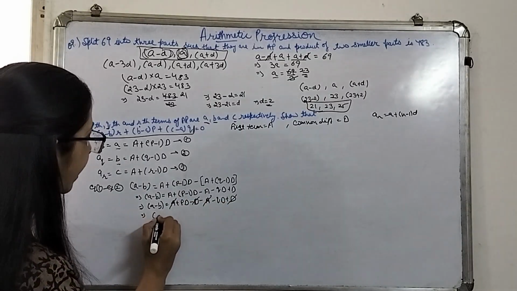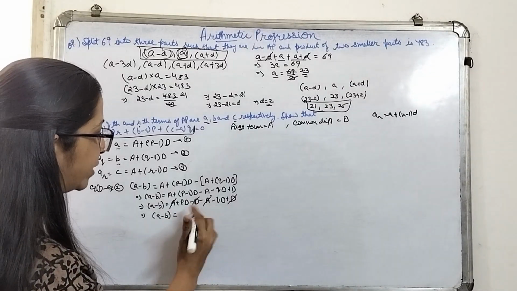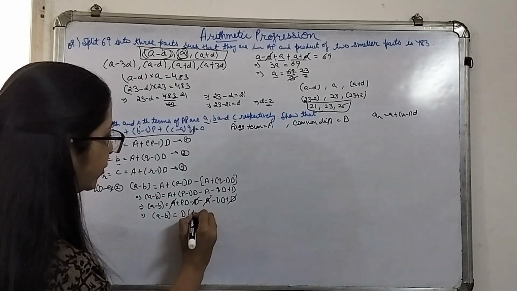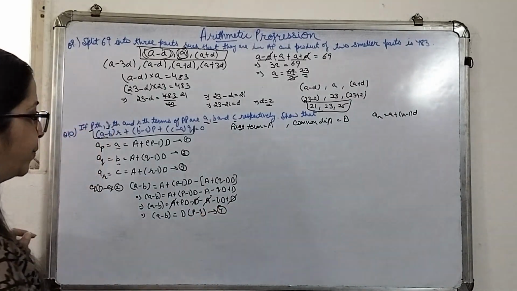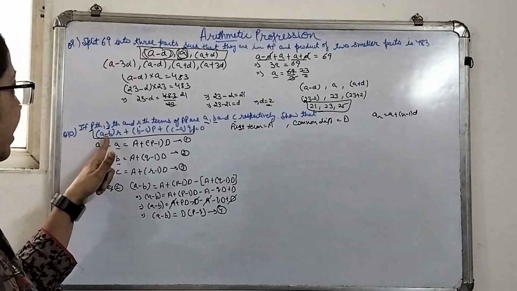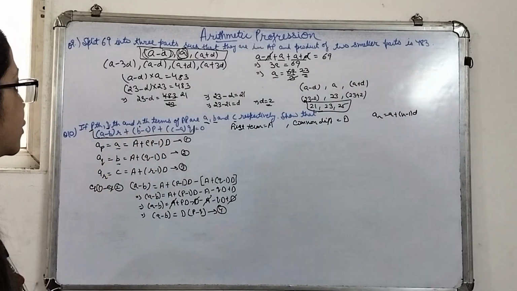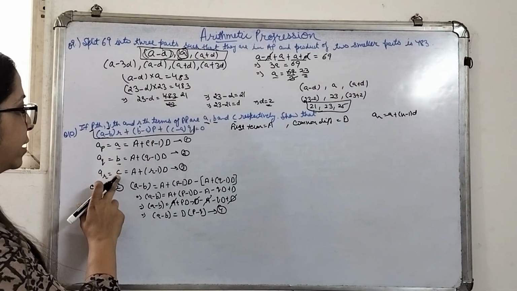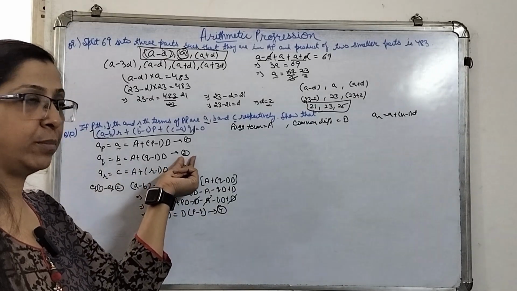Plus A minus A will cancel, minus D plus D will cancel. So the value of A minus B will be, D could be taken common from both of them, so D I have taken common, it will be P minus Q. This is your equation number 4. Here we have got the value of A minus B. Similarly, we want the value of B minus C also. So B is here and C is here.